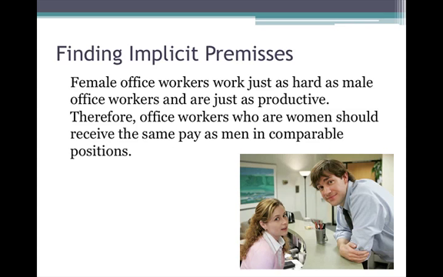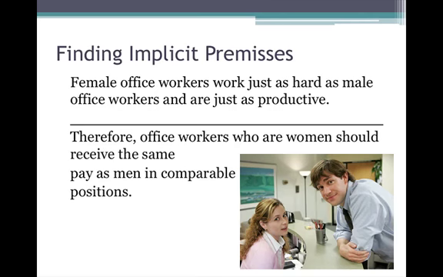Okay, let's look at one more example. Female office workers work just as hard as male office workers and are just as productive. Therefore, office workers who are women should receive the same pay as men in comparable positions. Okay, this one's really easy to put into standard form. The first sentence was the premise, and the second one was the conclusion. The question now is, why is it the case that the fact that female office workers work just as hard as male office workers and are just as productive support for the claim that office workers who are women should receive the same pay as men in comparable positions?